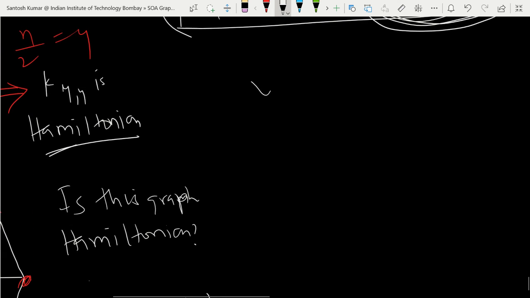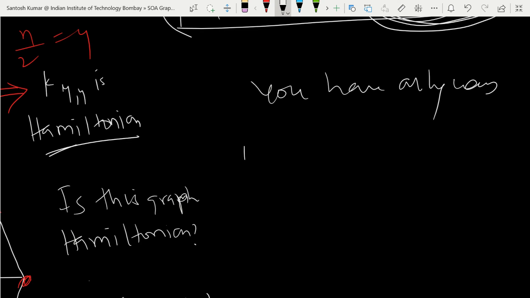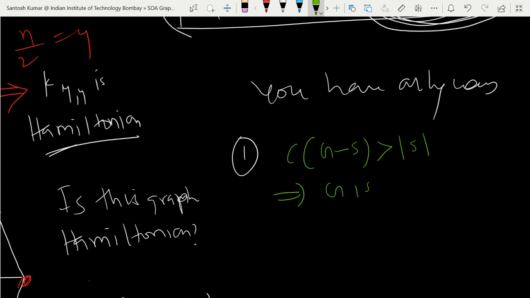So let me write explicitly. You have only this way. First way is if you can prove that the number of components in graph G minus S is more than mod S, then you can surely say that graph G is not Hamiltonian. So you have this to say not Hamiltonian.